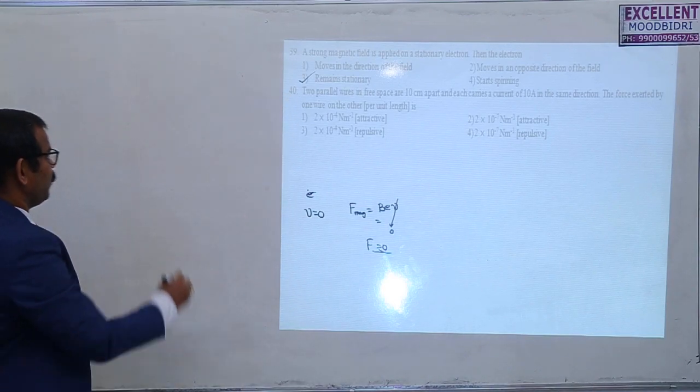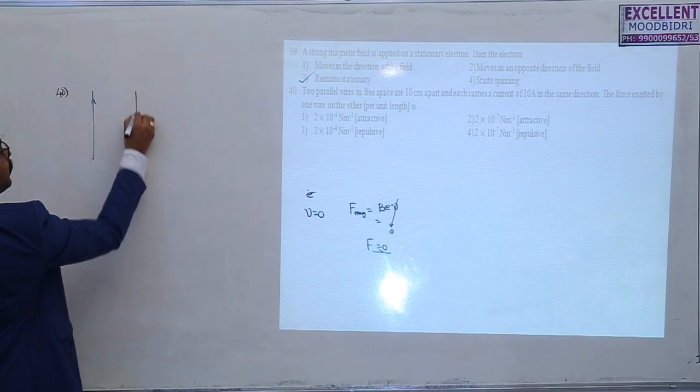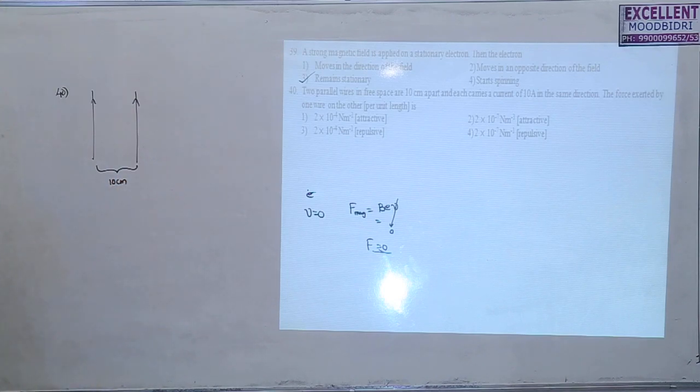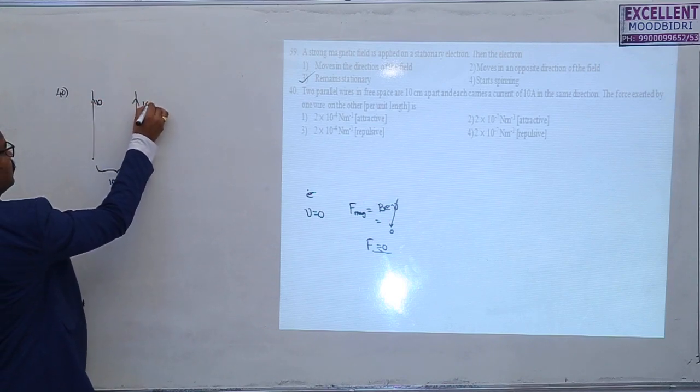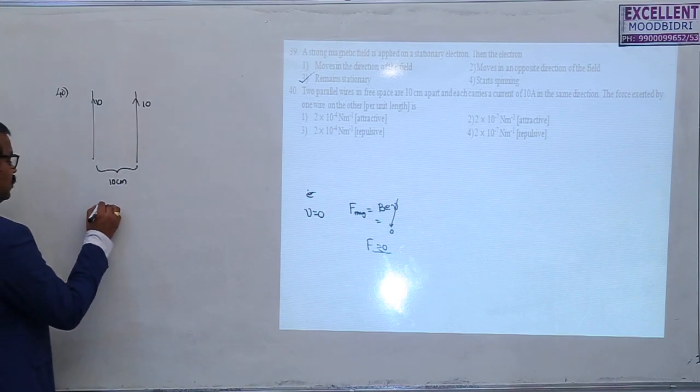Next one, question number 40. Two parallel wires separated by 10 centimeter distance carry a current of 10 amperes in the same direction. This is 10, this is 10. Then the force experienced by one of the wires due to the other, for unit length.